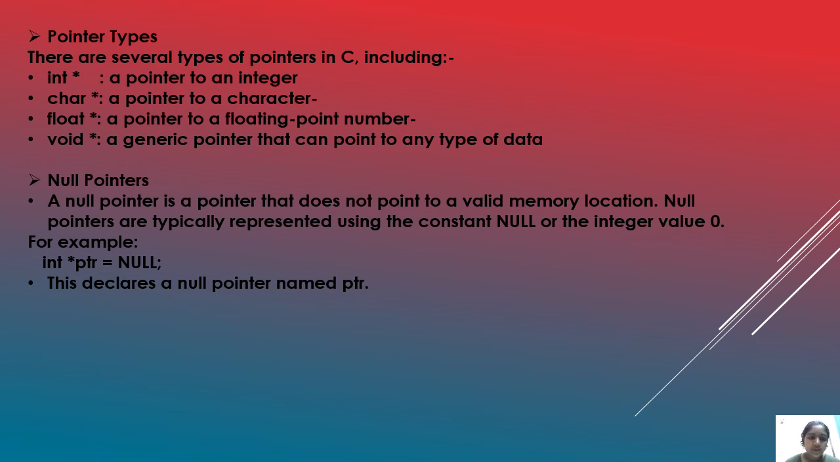So null pointers. A null pointer is a pointer that does not point to a valid memory location. Null pointers are typically represented using the constant NULL or the integer value 0. For example, so this is an example of null pointers. This declares a null pointer named ptr.